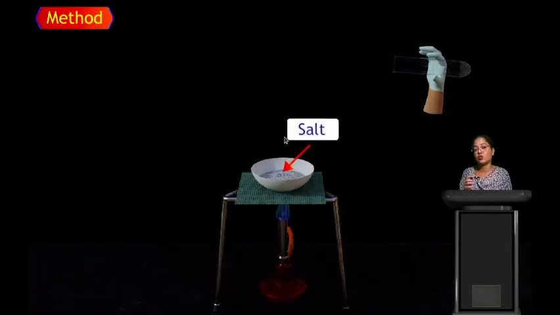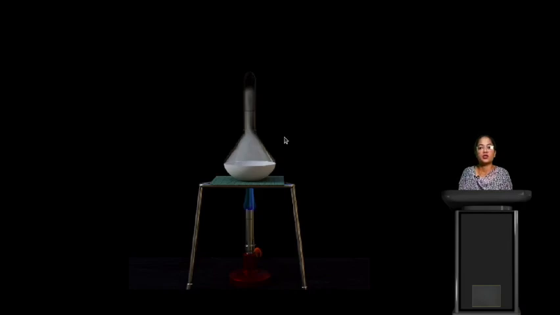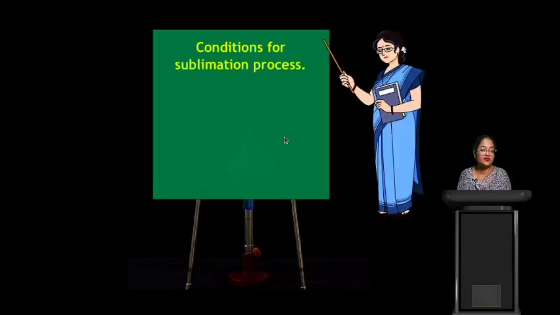Okay, what did we do here? We separated an iodine and salt mixture. How? Through the sublimation process. So this is a small experiment used. So what is a condition for the sublimation process? We saw how to do the sublimation process. Now we took salt and iodine. So what is a condition required here?